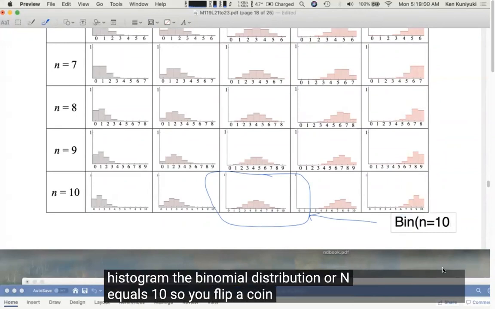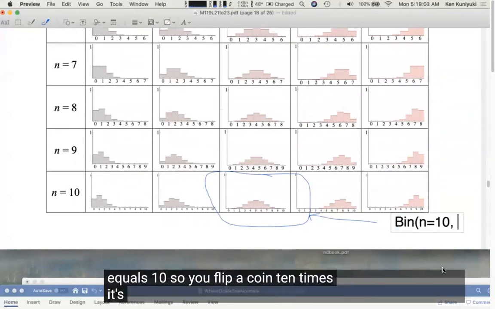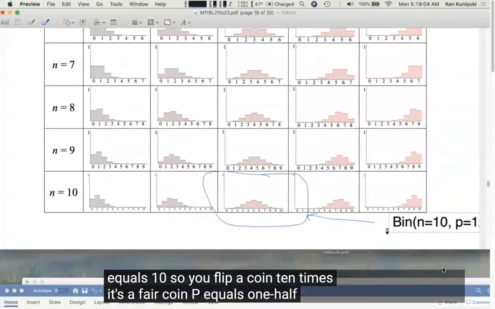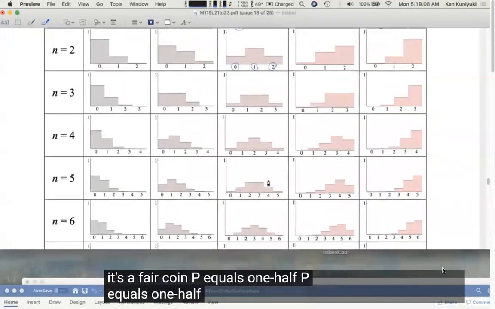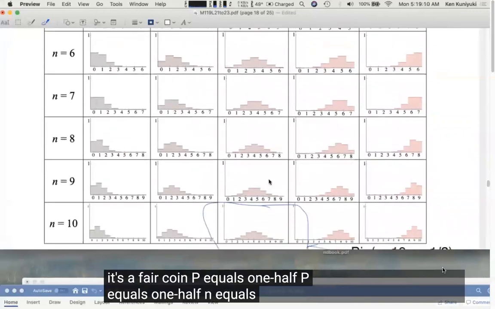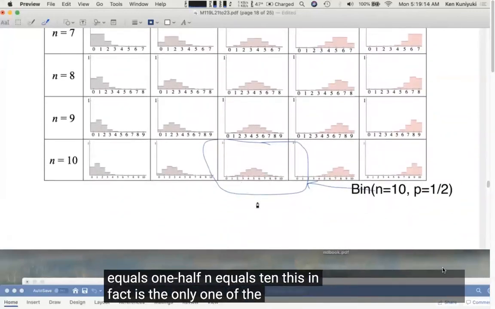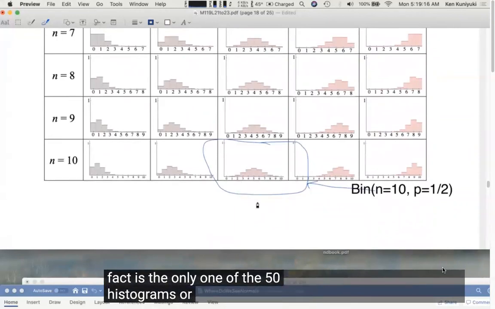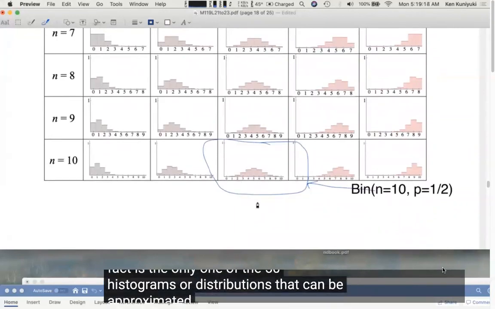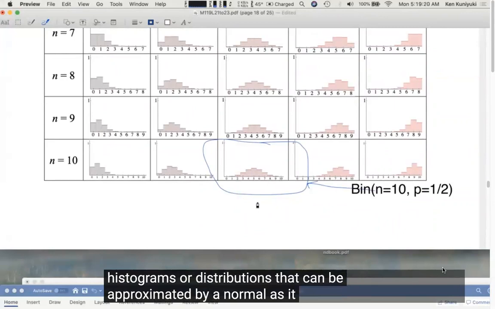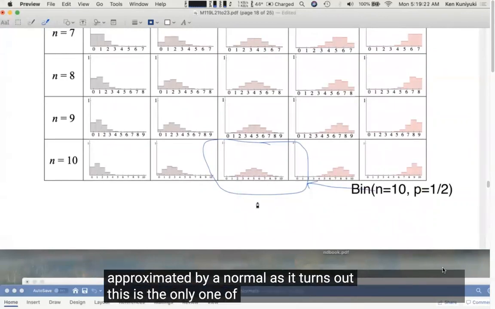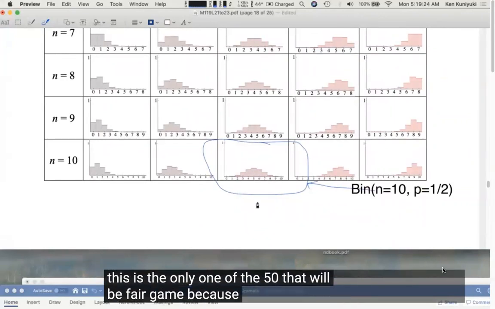So you flip a coin 10 times, and it's a fair coin. P equals 1/2, n equals 10. This, in fact, is the only one of the 50 histograms or distributions that can be approximated by a normal, as it turns out. This is the only one of the 50 that will be fair game.